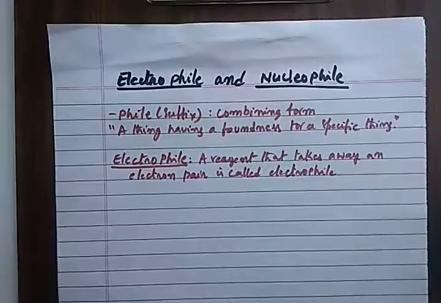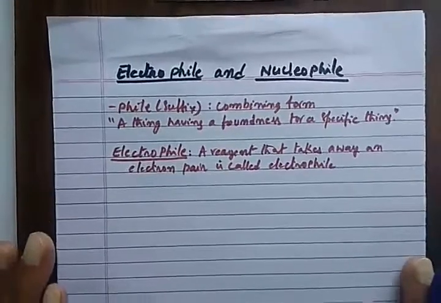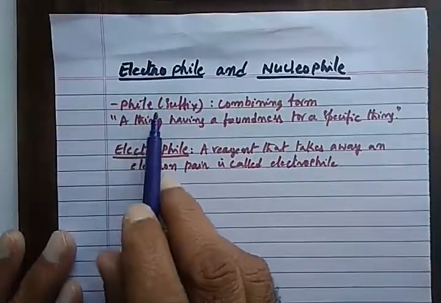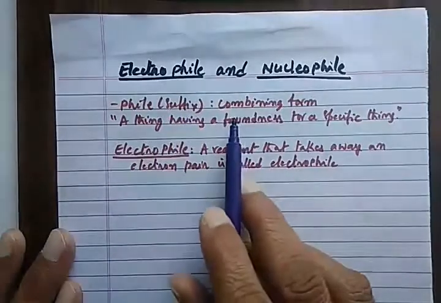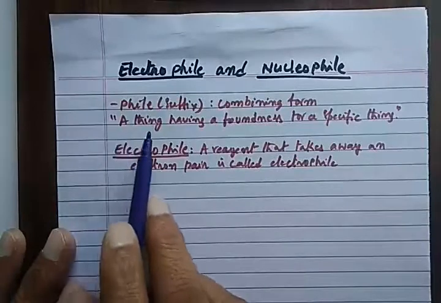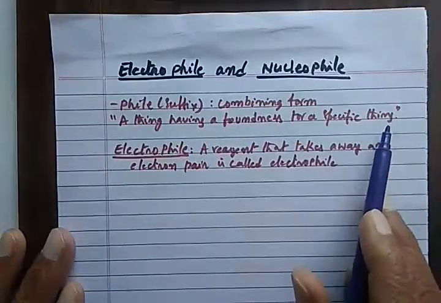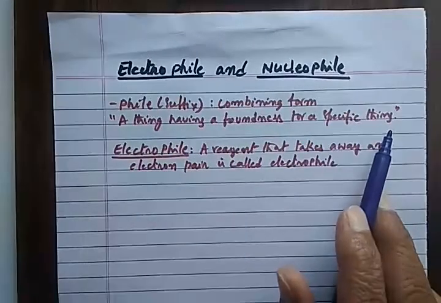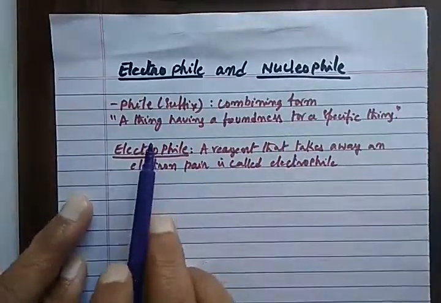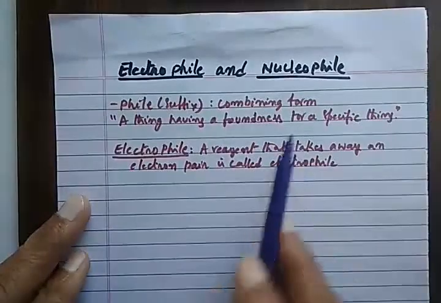Electrophile and nucleophile, and also their reactions. So we will start with the dictionary meaning of phile. It is a suffix and it is a combining form. A thing having a fondness for a specific thing is called a phile of that. So here, the main thing is fondness.